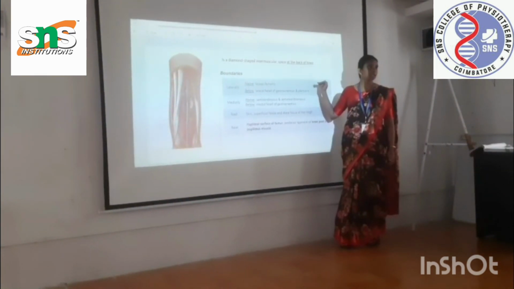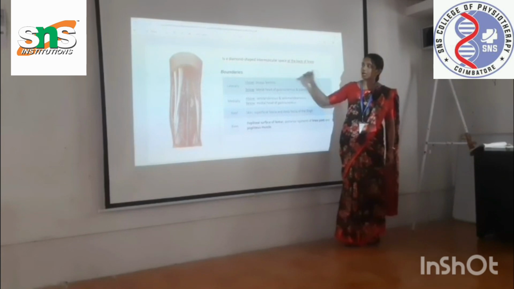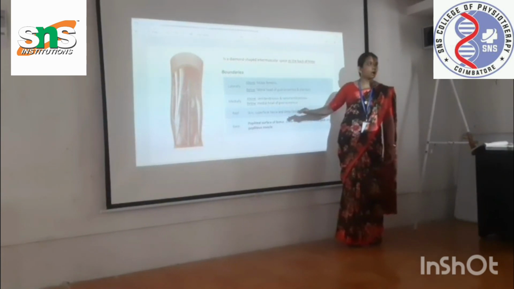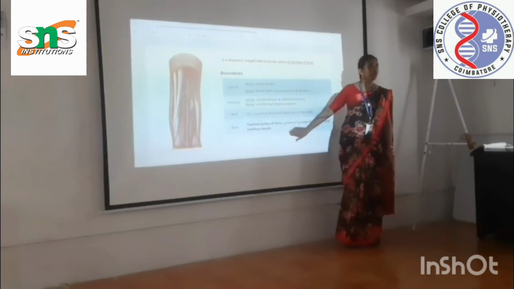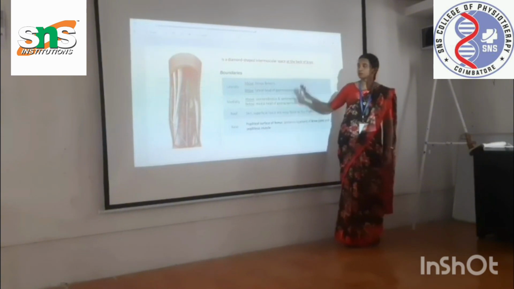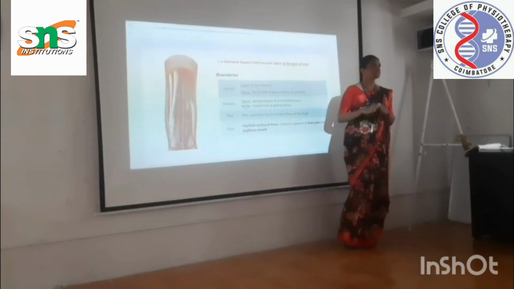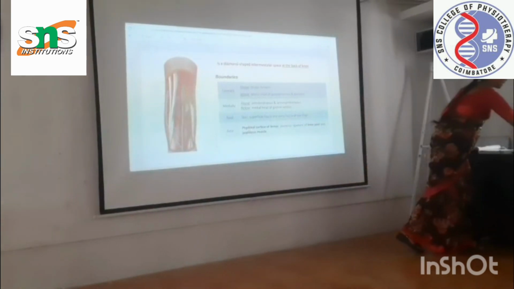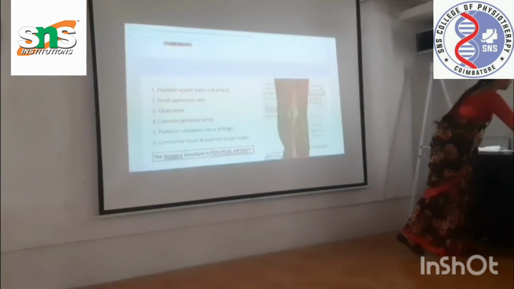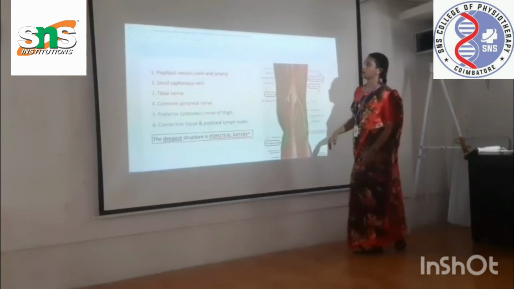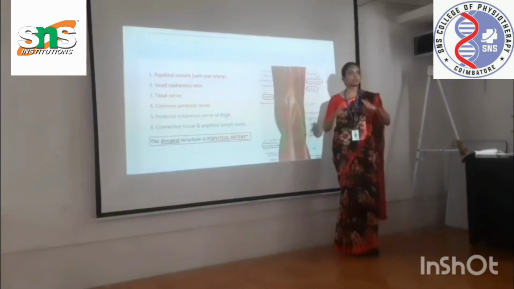So far we have seen the boundaries, which are lateral, medial, and the roof and floor or base. These are the boundaries which form the popliteal fossa, which is present behind the knee. The next one is the content of the popliteal fossa. You all came to know about the boundaries of the fossa.